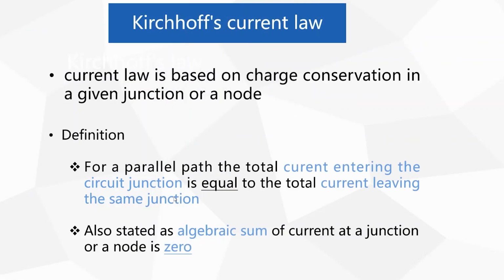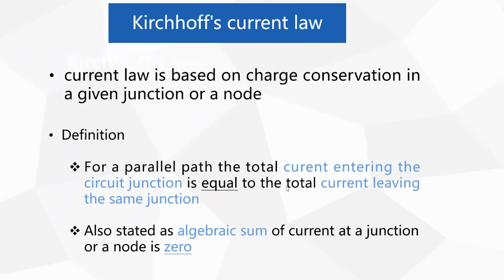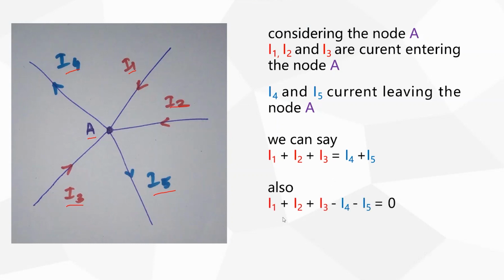So according to the first definition, current entering the circuit junction is equal to current leaving the same junction. So we can write I1 plus I2 plus I3 is equal to I4 plus I5. And here the second definition states that the algebraic sum of the current at the junction or a node is zero. It is nothing but the same equation rewritten as I1 plus I2 plus I3 minus I4 minus I5 equals 0. It's nothing but the current at the junction A is 0.